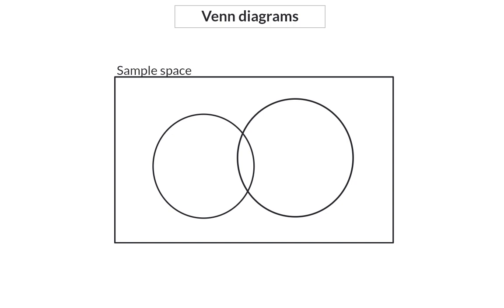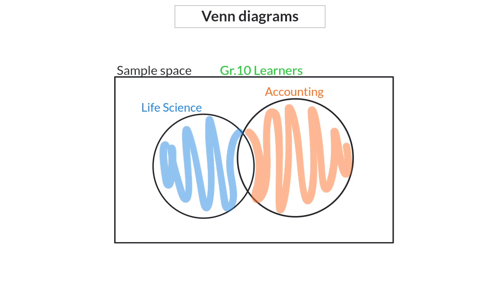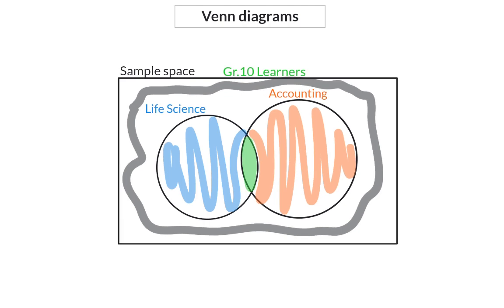Let's suppose our sample space is all the grade 10 learners from a school, and we are looking at their subject choices, specifically life sciences and accounting. In this case, there will be learners that only take life science, and there will be learners that only take accounting. But there will also be learners that take both subjects, and that is why the two circles will intersect. And then there's also the chance of learners not taking either of the two subjects. Those learners will fall outside the circles, but still in our rectangle sample space.